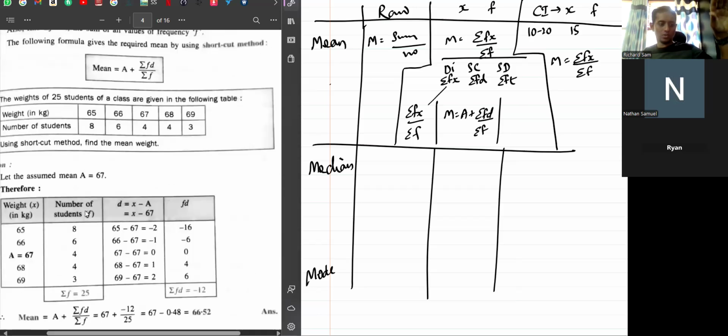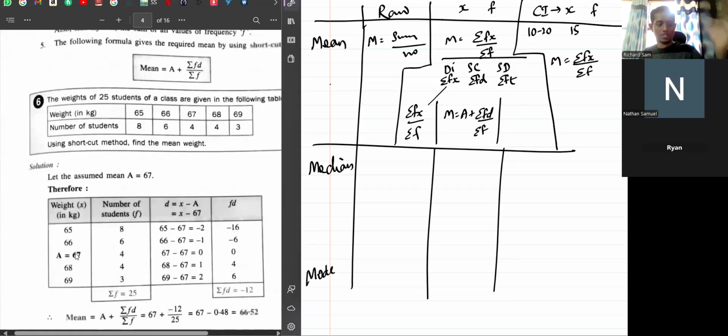In some questions, it will not be a constant value. See here, it's constant, 1, 1, 1 you're adding. But there's no point of doing step deviation because you're dividing with 1 only. So it won't make any difference, the shortcut and the step deviation method.